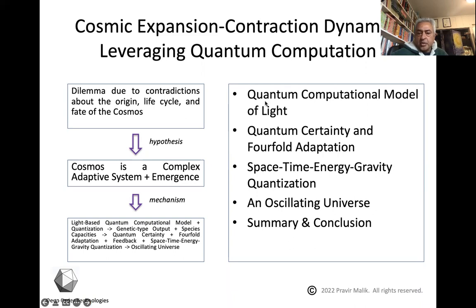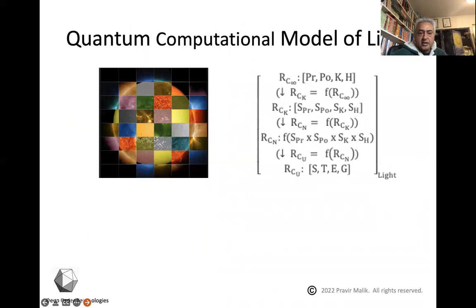But going into it in a little more depth, in the next few minutes, I'm going to briefly present the quantum computational model of light, talk about the notion of quantum certainty and fourfold adaptation, delve a little bit into space-time energy-gravity quantization, and then come to the idea of an oscillating universe, finally offering a summary and conclusion.